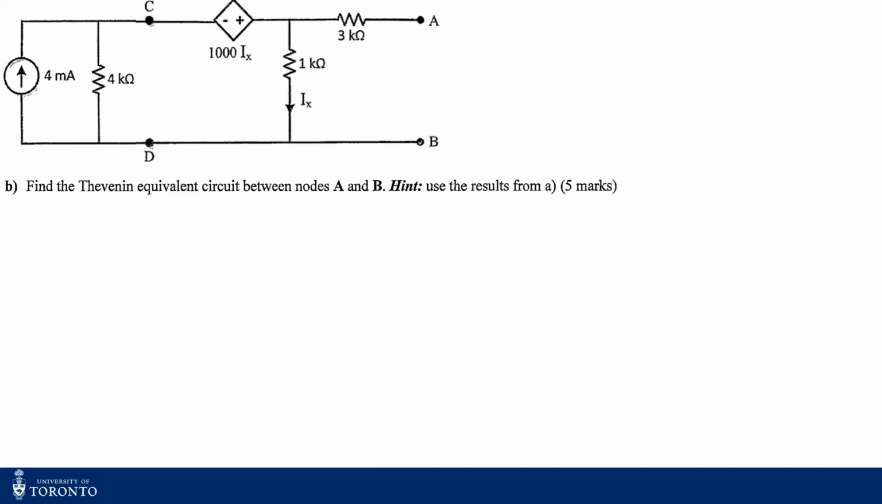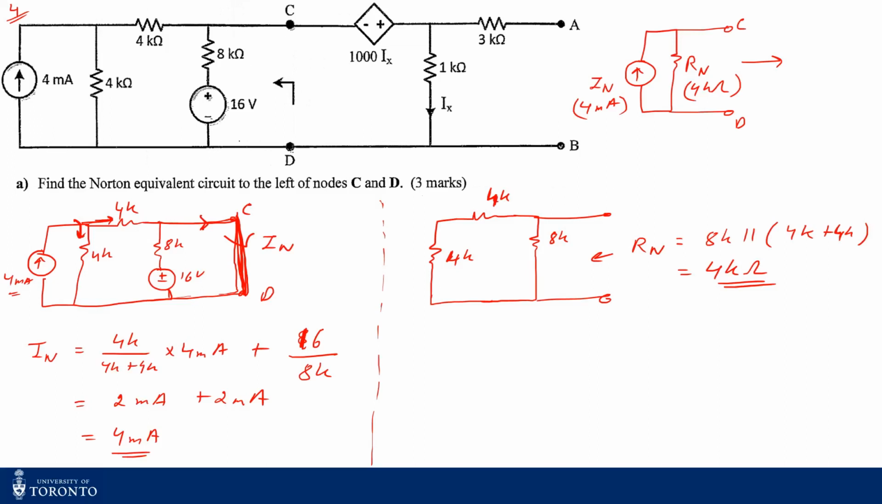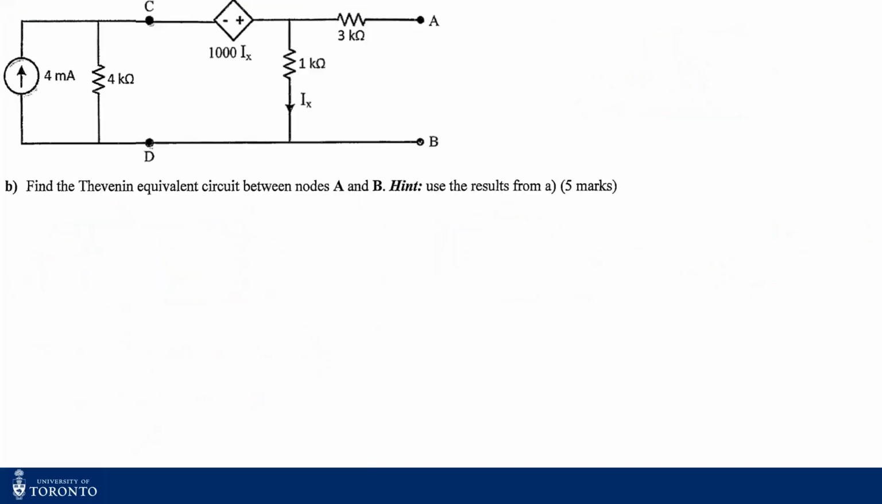Now, for the next part, they have said find the Thevenin equivalent between nodes A and B using the results from A. So from part A, you have to assume the left hand equivalent to a Norton. So I replace the left hand circuit with the Norton equivalent that we have just calculated, with the current source and the resistance in parallel. Now you have to find the Thevenin equivalent. For that, first of all, I have to find the Thevenin voltage across the open terminal, across this terminal.